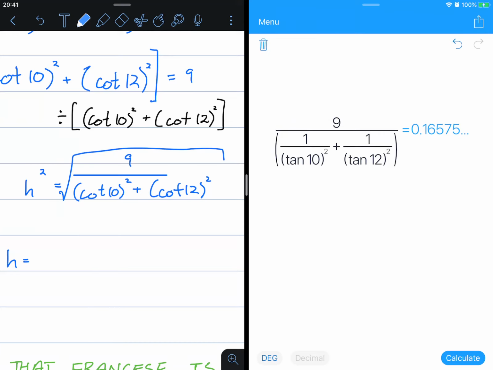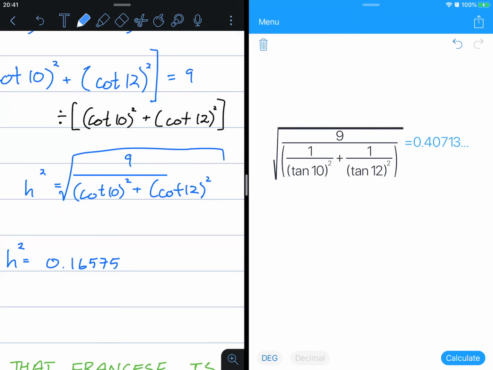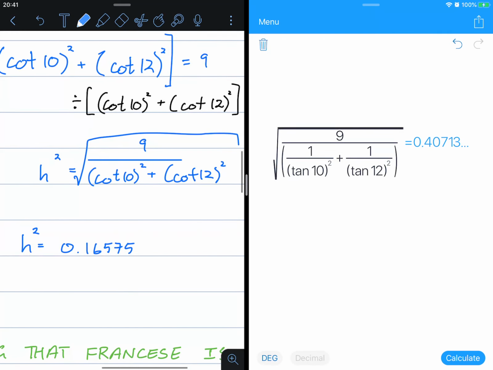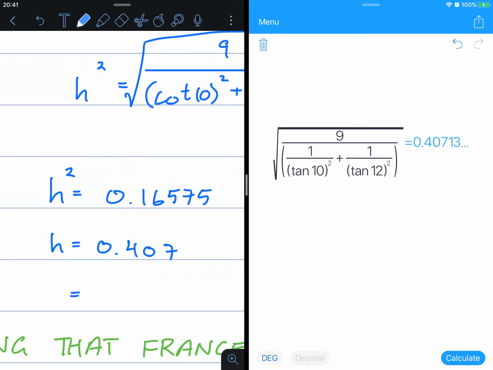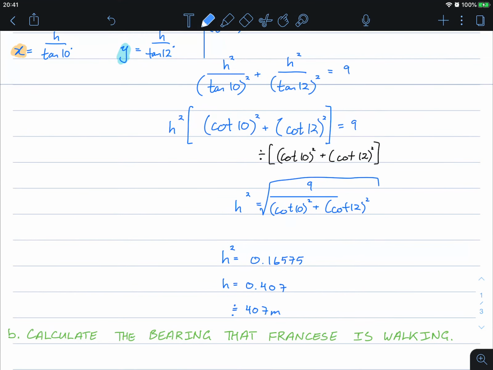So that's going to be, let's write this out in more steps. H squared is 0.16575. Okay, now we're going to take the square root of that. Square roots of everything. So H is equal to 0.407, which is approximately 407 meters. So that is the height of the tower.